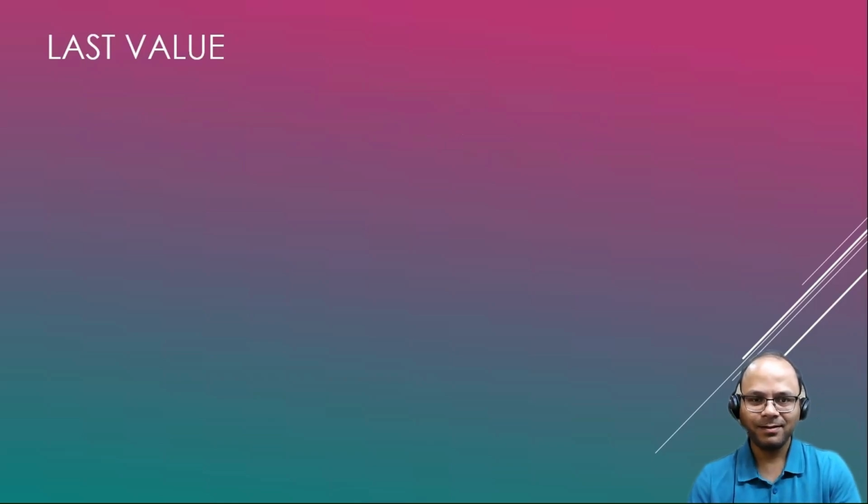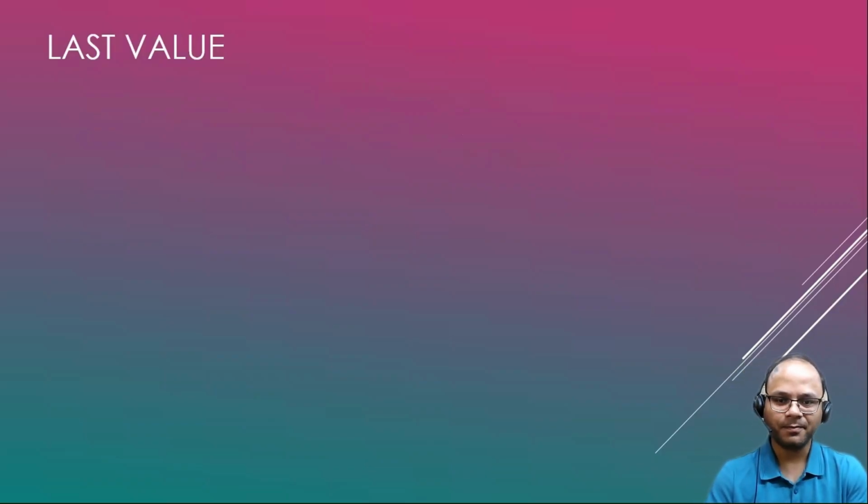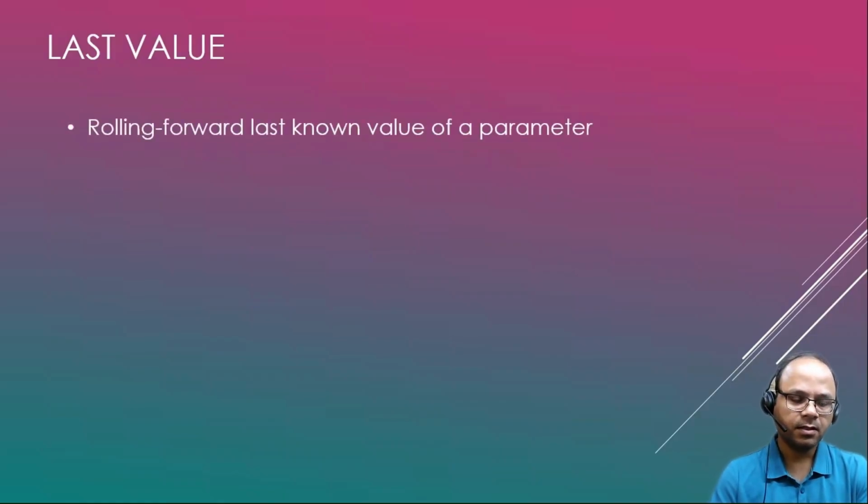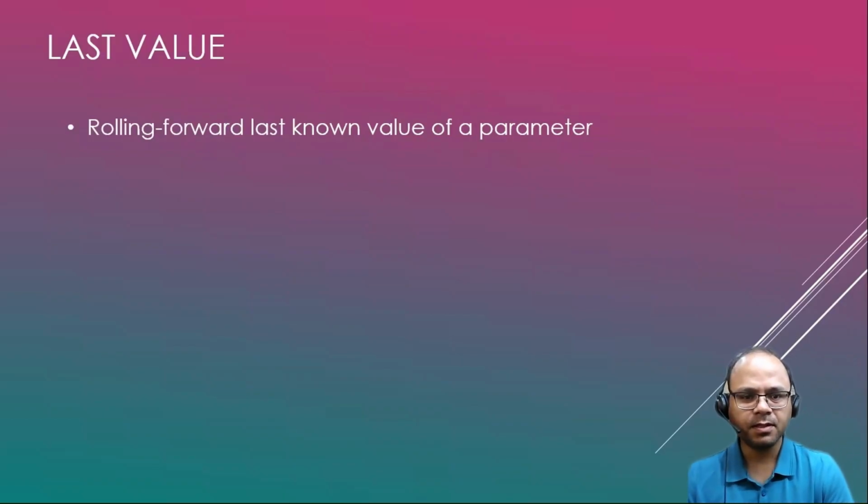Hello everyone. We are going to start learning today about the last value key figure function in IBP. The last value key figure is useful when you want to sustain the last known value of a parameter. So there might be some use cases.